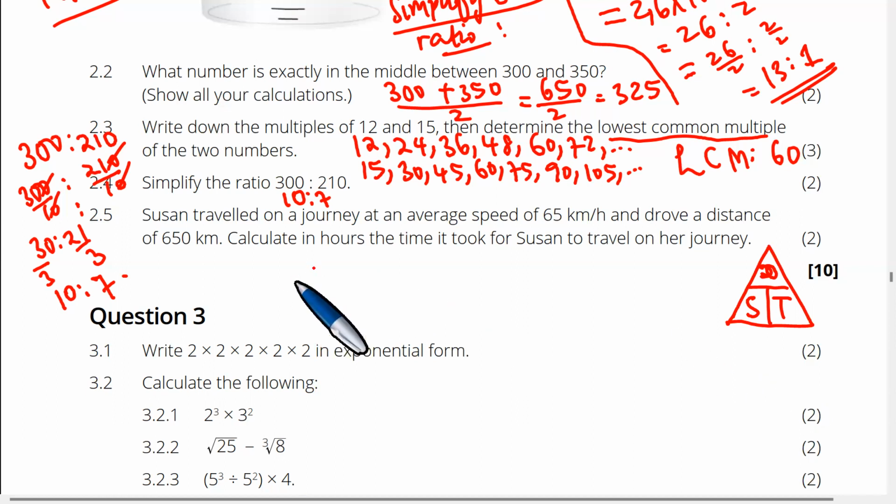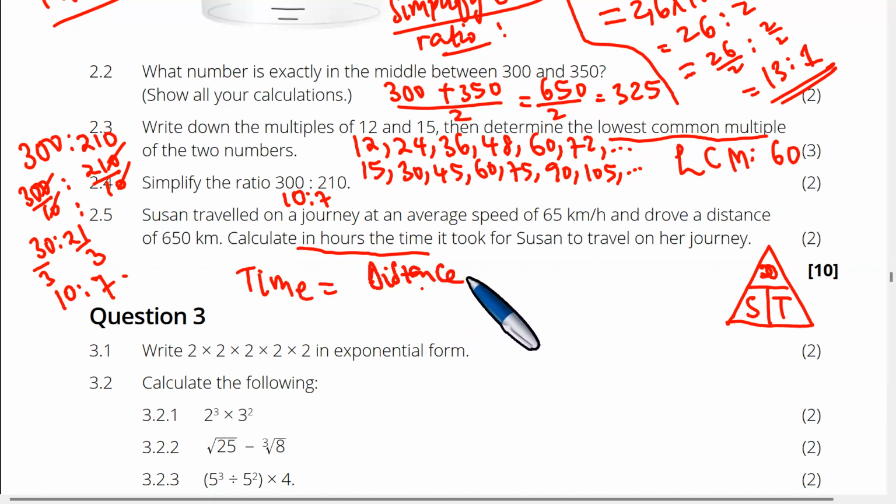So now here you'd come and say, what do they want here? They want time. Calculate in hours the time. So if you want time, you need to realize that at this point your time is equal to distance over speed. Time equals distance over speed.